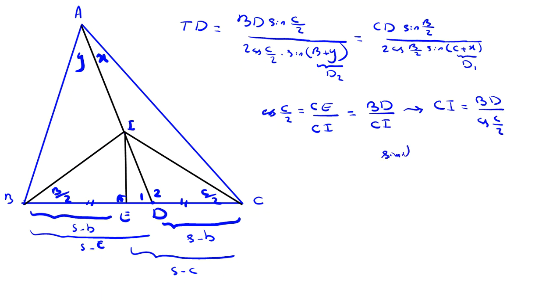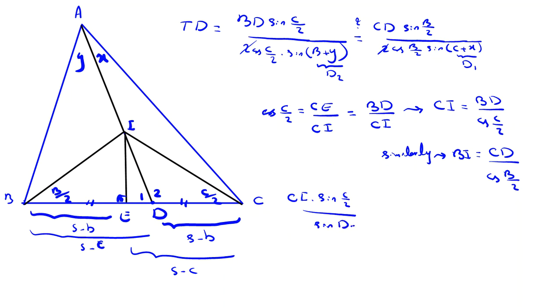Similarly, I can say BI is CD over cos B over 2. Now, if you want to prove this, you can multiply both sides by 2. BD over cos C over 2 is CI. So CI sine C over 2 over sine D2.